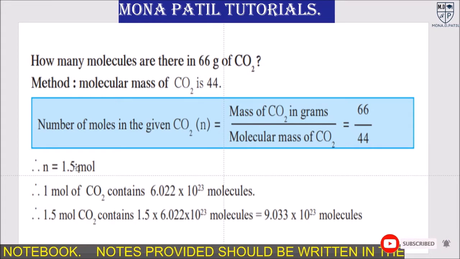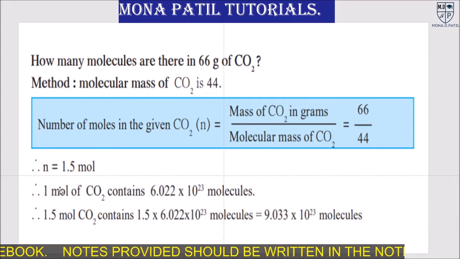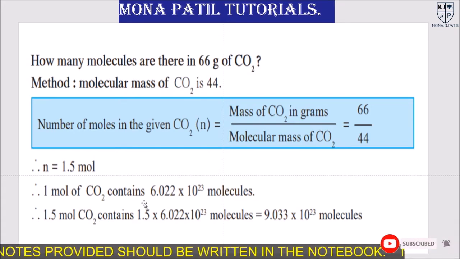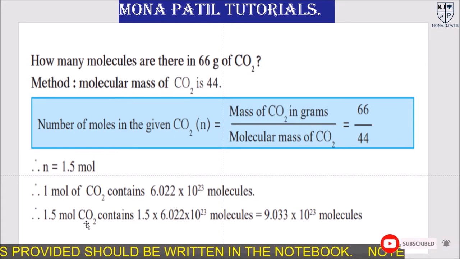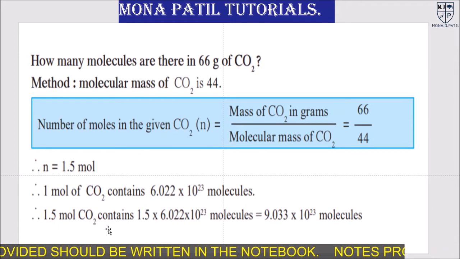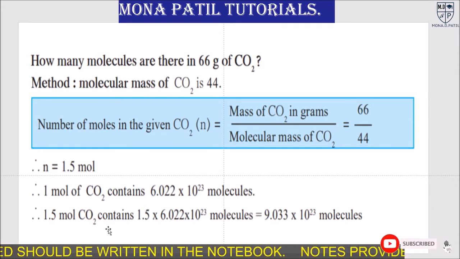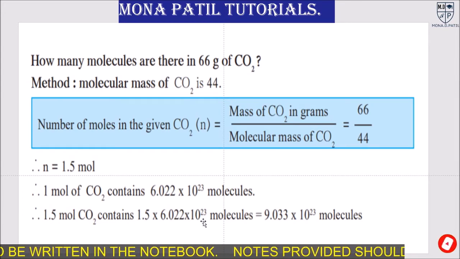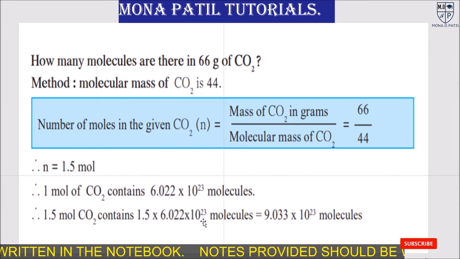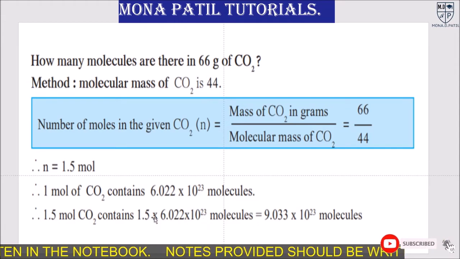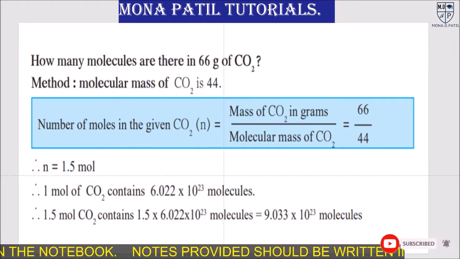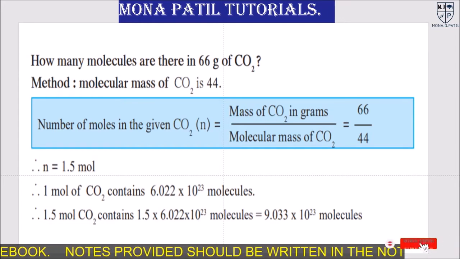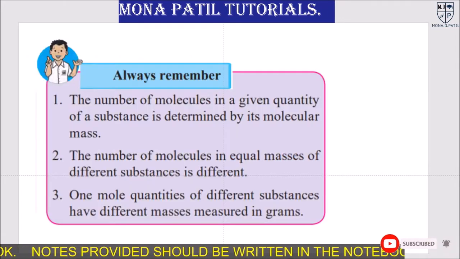Then you'll get the answer 1.5 moles. 1 mole of carbon dioxide contains 6.022 × 10^23 molecules. So 1.5 moles of carbon dioxide contain 1.5 × 6.022 × 10^23 molecules, which is equal to 9.033 × 10^23 molecules. So this is one of the examples based on Avogadro's number.